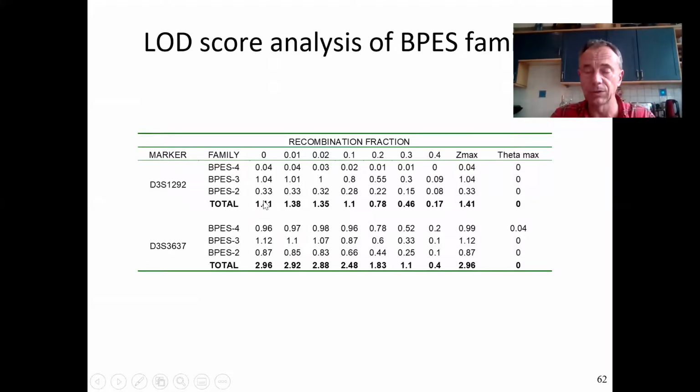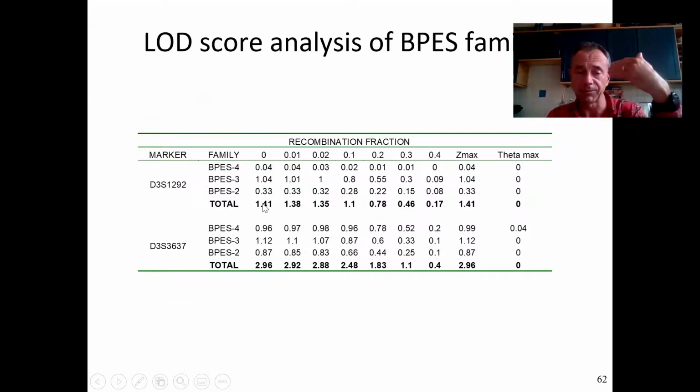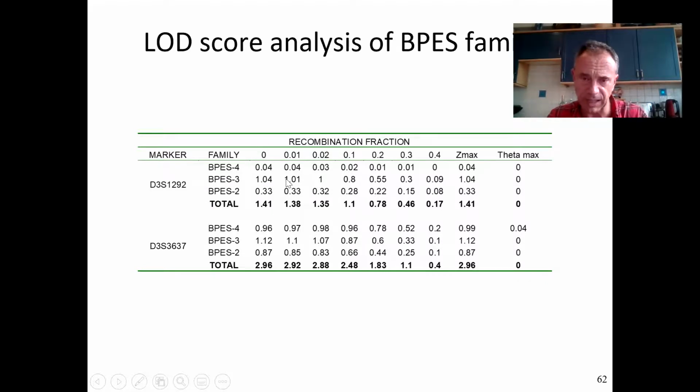And the total LOD score gives us the overall evidence for linkage, which the three families together provide. And what you see is that for this marker, your total evidence for linkage amounts to a LOD score of 1.4, which is maximal at 0 recombination. So we're not observing anybody who's definitely a recombinant.